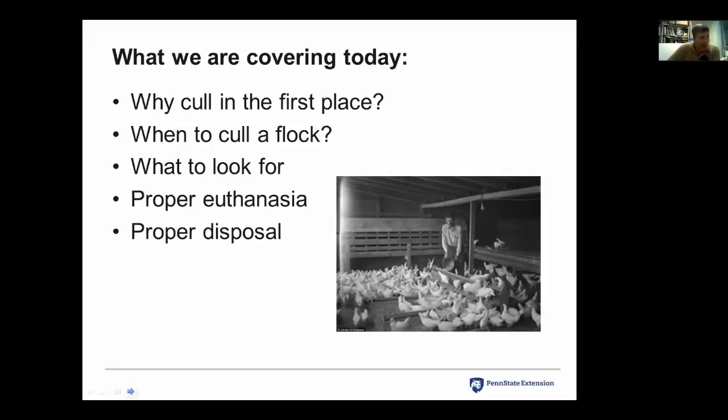So we're going to cover a little bit about why do we cull in the first place, and when to cull a flock, what to look for when you're culling, how to properly dispose and dispatch poultry, that's to euthanize and dispose. And we'll talk a little bit about the thinking of the standard. What are we looking for when we're considering culling a particular individual out of a flock?